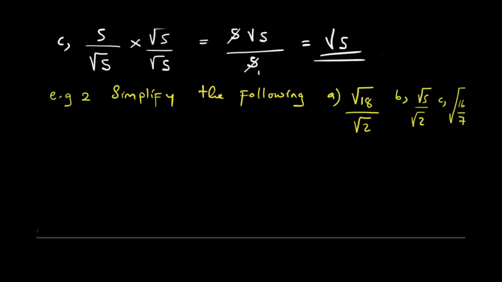Let us do our second example. Simplify the following. Starting with A, A is the square root of 18 over the square root of 2.